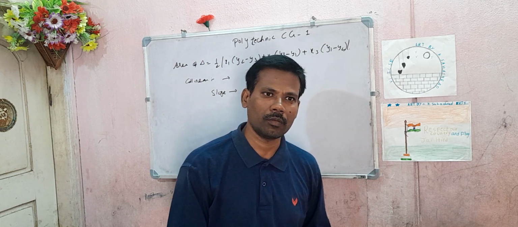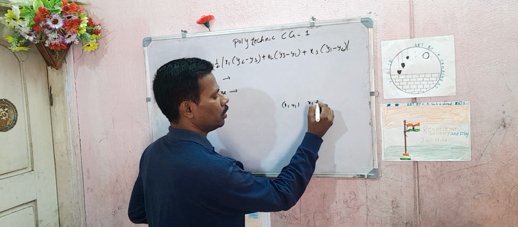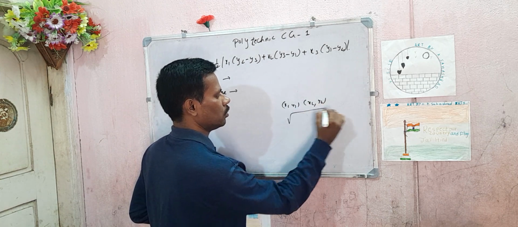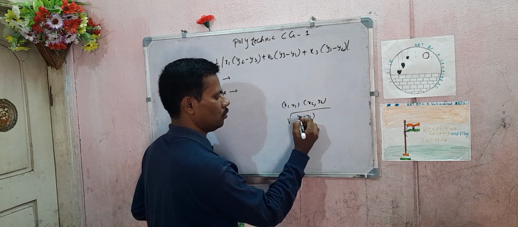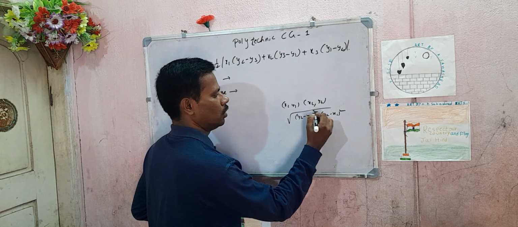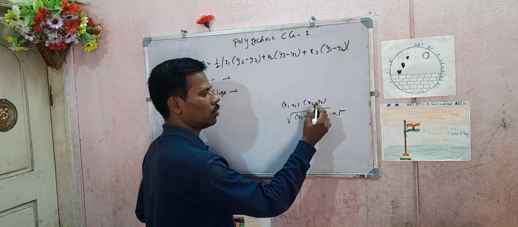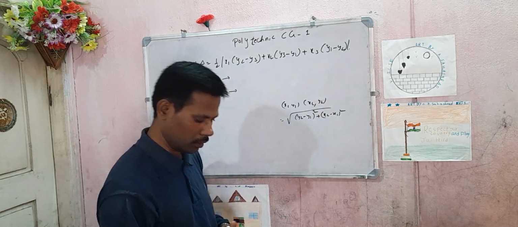concentrating on distance between the 2 points, that is (x1, y1) and (x2, y2). What is the distance? It is the square root of (x2 minus x1) whole square plus (y2 minus y1) whole square. This is the distance formula we were discussing on the other day.